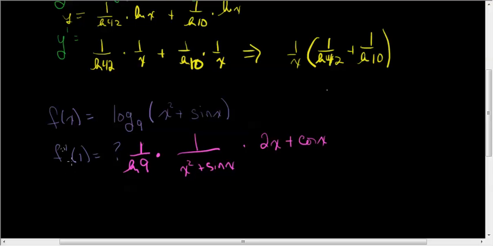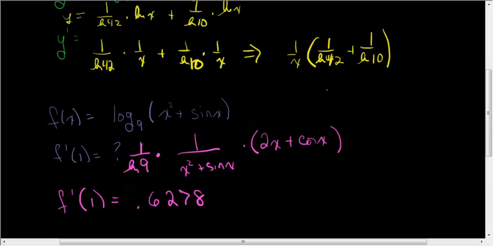Well, now this asks me for what is the slope at 1. What is f prime of 1? I just put it straight in my calculator. I take 1 divided by the natural log of 9 times 1 over 1 plus sine 1 times 2 plus the cosine of 1, and my calculator tells me 0.6278.